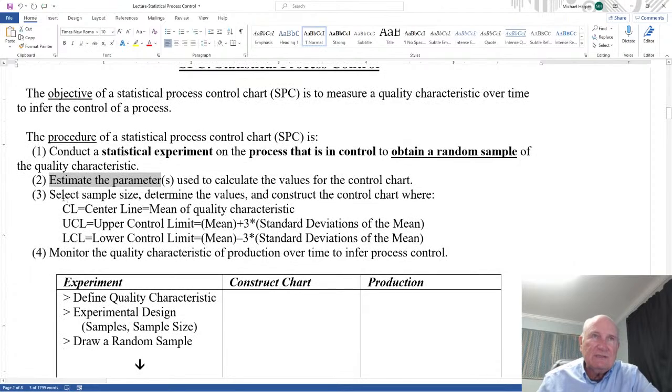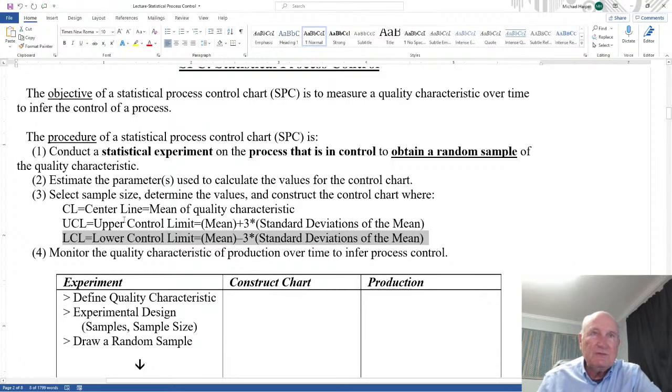Three, select a sample size, determine the values, and construct a control chart where you'll have a center line, an upper control limit, and a lower control limit. And the upper control limit is going to be, the actual definition is the mean of the random sample. Actually, the parameters here in this case are the mean and the standard deviation of the mean of that random sample. And so the upper control limit is 3 standard deviations of the mean above the mean, and the lower control limit is 3 standard deviations of the mean below the mean.